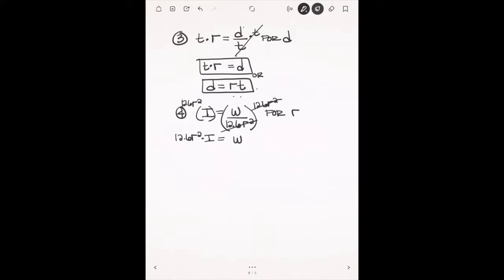Now, our goal is to get R by itself. So we need to get rid of the 12.6 that's multiplied and the I that's multiplied. So the opposite of multiplying is dividing. So I'm going to divide both sides by 12.6I.